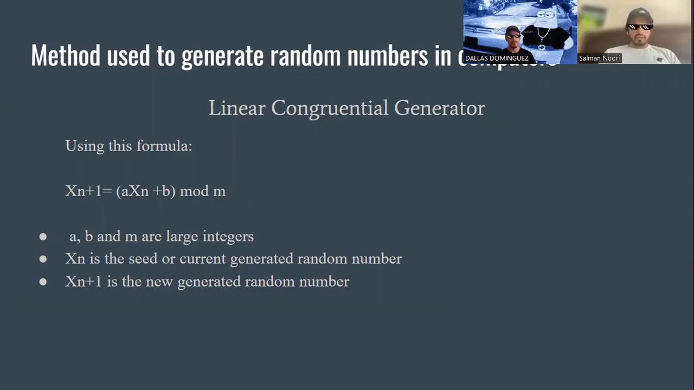Xn is the seed, or the current generated number, and X(n+1) is the next generated number. The largest number this method can generate is 1 less than the modulus, and this method has a much larger period compared to the next method, which is the middle square method.